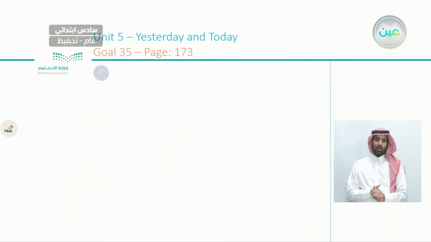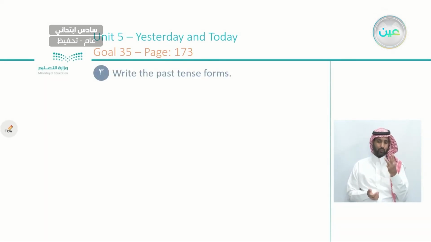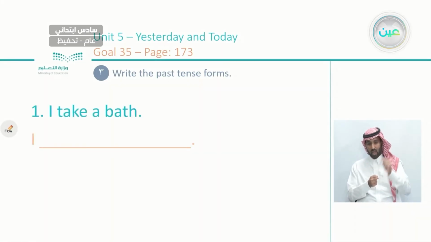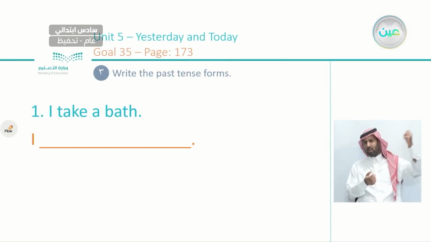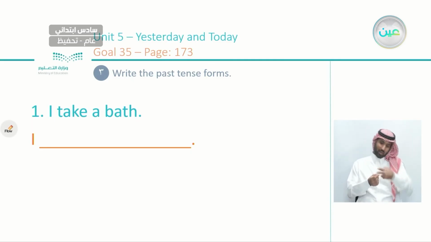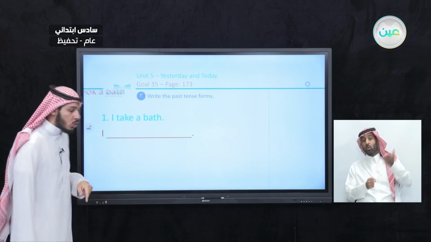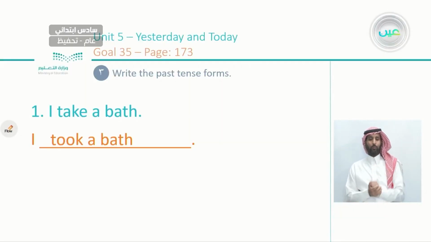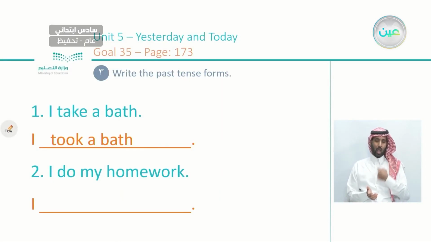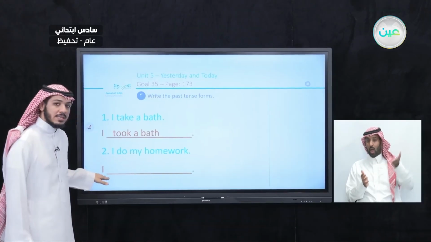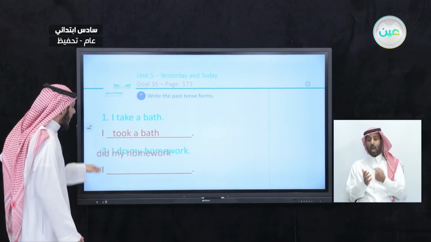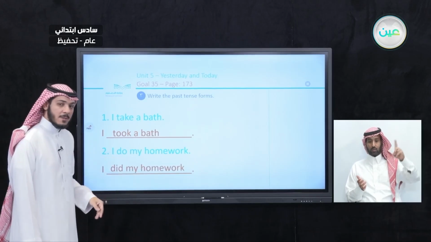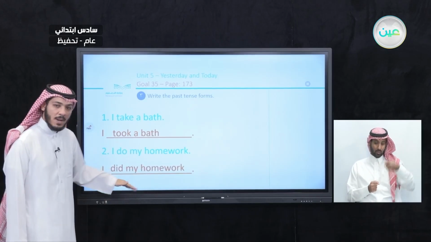Now, number 3, write the past tense forms. I take a bath. After that we have what? We will change the present to past. So we have take, it will be what? Took. Excellent. So I took a bath. Number 2, I do my homework. I what? Did. Excellent. I did my homework. This is in the past. So we have present and we have past.